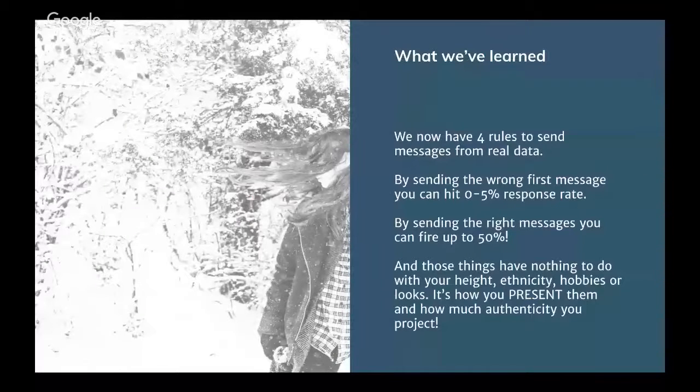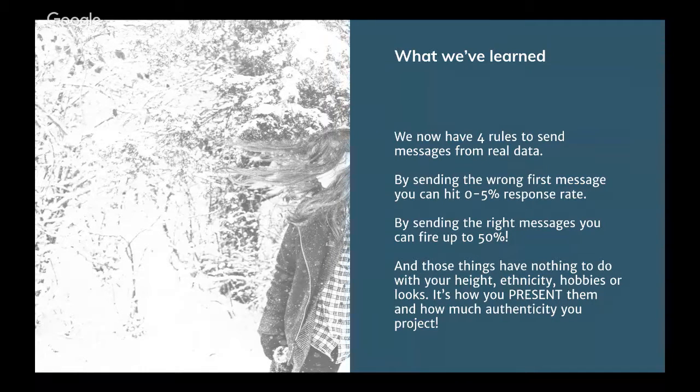All right, so let's cover what we've learned here. We now have 4 rules to send messages from actual data. By sending the wrong first message, you can hit between a 0 and 5% response rate. Obviously, that's not good, and that might even be something that you guys have experienced. And by sending the right message, you can fire up to 50% response rate, which is 20% above the average. That's great.